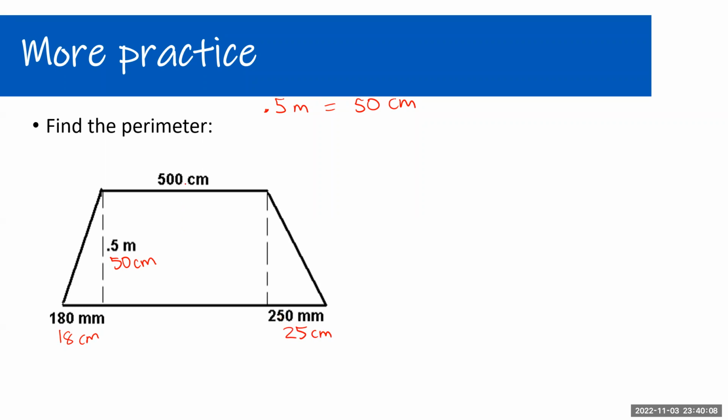And then we also know from down here, since this is a rectangle, that this is going to be 500 centimeters. Okay, so this whole side down here is going to be 18 plus 500 plus 25 centimeters. Okay. Now, what do we do about these sides? Well, we've drawn a rectangle, so we know that we have right triangles. Okay. We also know that if this one's 50 centimeters, this one's 50 centimeters.